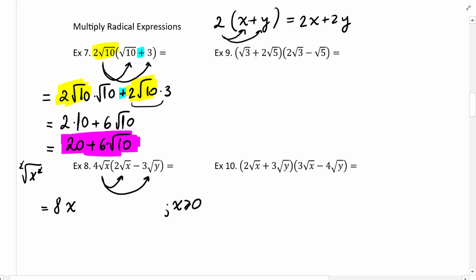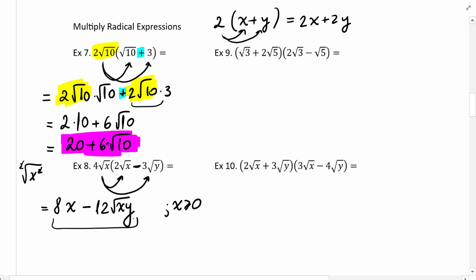And then 4 square root of x times, and then we have minus, so I copy minus, and 4 square root of x times 3 square root of y is 12 square root of xy. No like terms, so we will stop here. This would be our final answer.